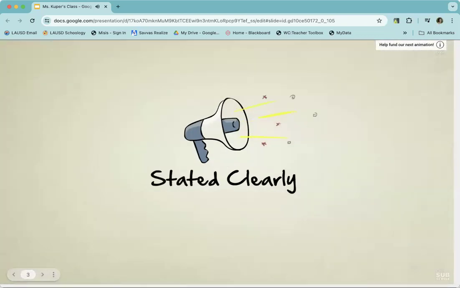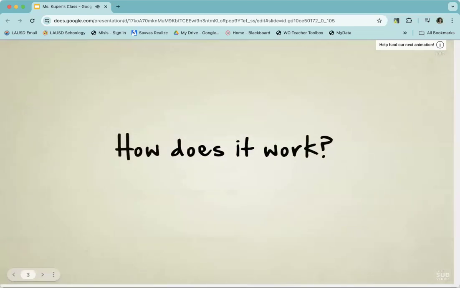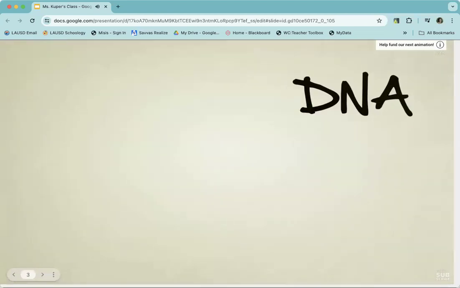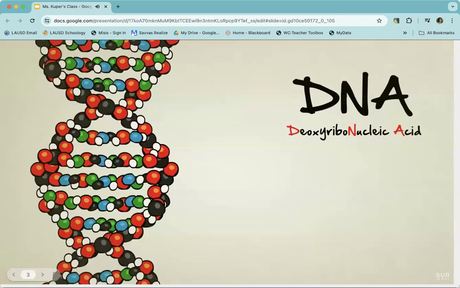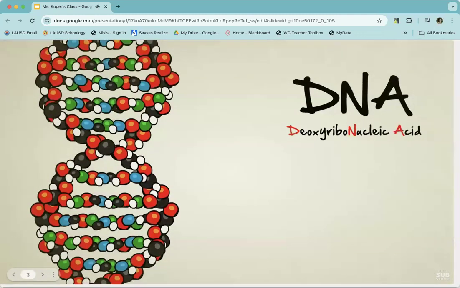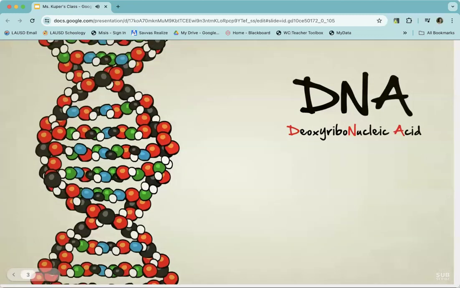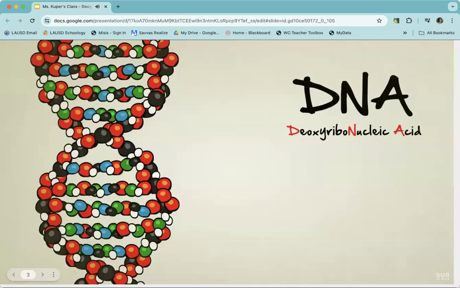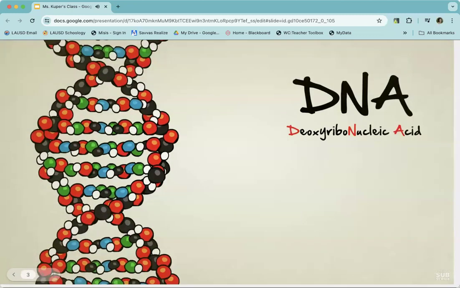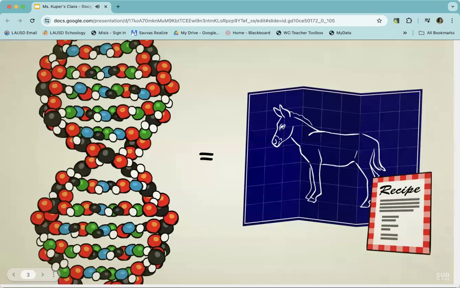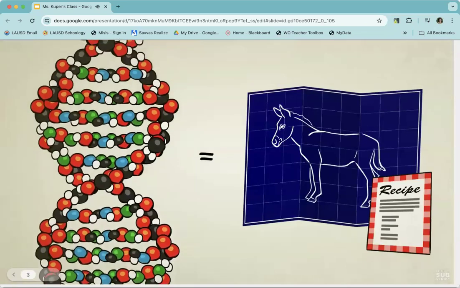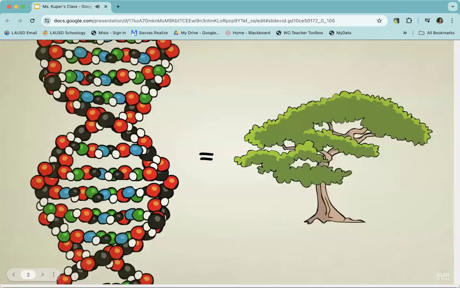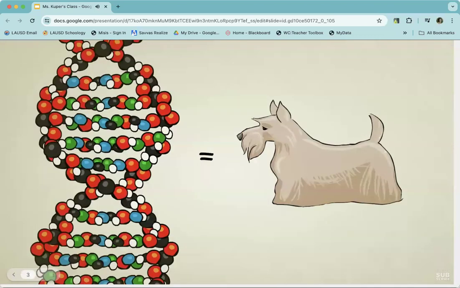Stated Clearly presents What is DNA and how does it work? DNA, also known as deoxyribonucleic acid, is a molecule. It's a bunch of atoms stuck together. In the case of DNA, these atoms combine to form the shape of a long, spiraling ladder, sort of like this one here. If you ever studied biology or saw the movie Jurassic Park, you probably heard that DNA acts as a blueprint or a recipe for a living thing. But how? How on earth can a mere molecule act as a blueprint for something as complex and wonderful as a tree, a dog, or a dinosaur?